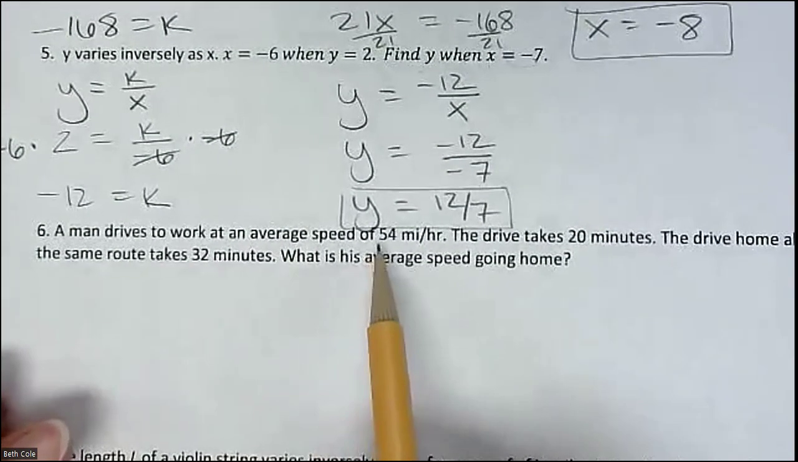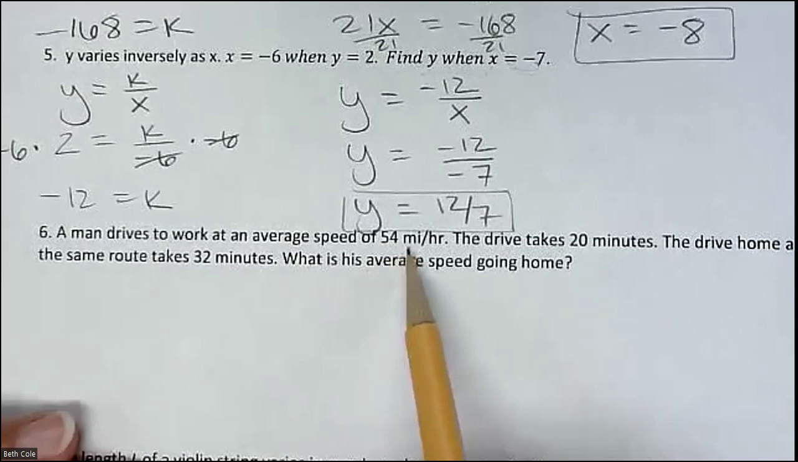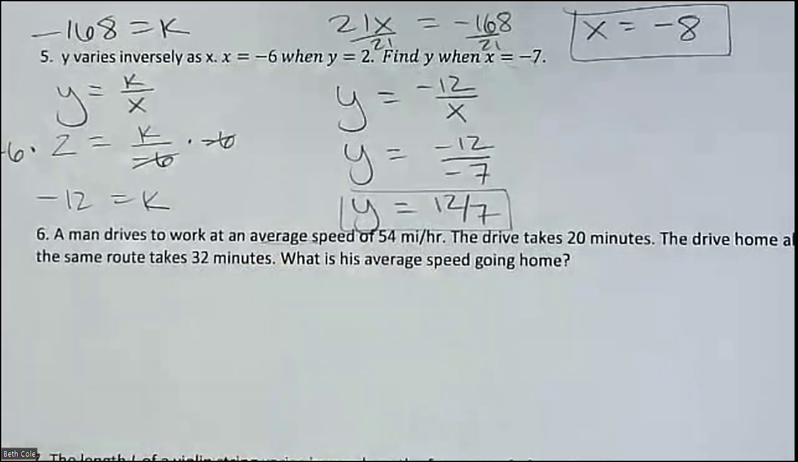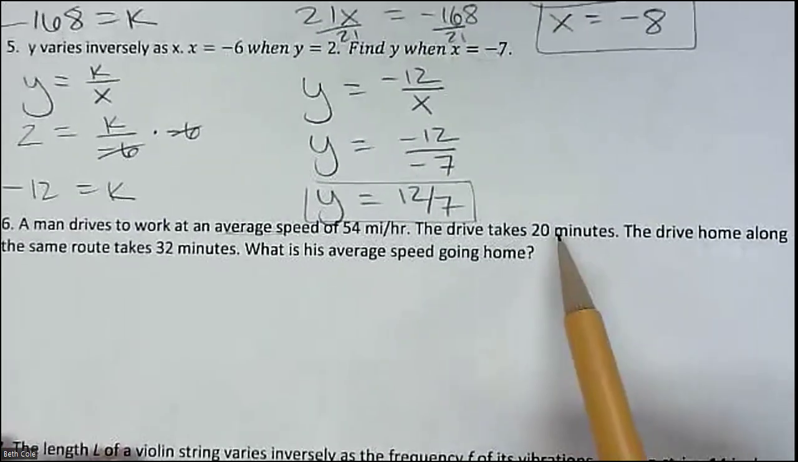A man drives to work at an average speed of 54 miles per hour. The reason it says average speed is, and use your common sense here, does he go 54 the entire way there? No, sometimes it's faster and sometimes it's slower. It averages out to 54, all right? The drive takes 20 minutes.